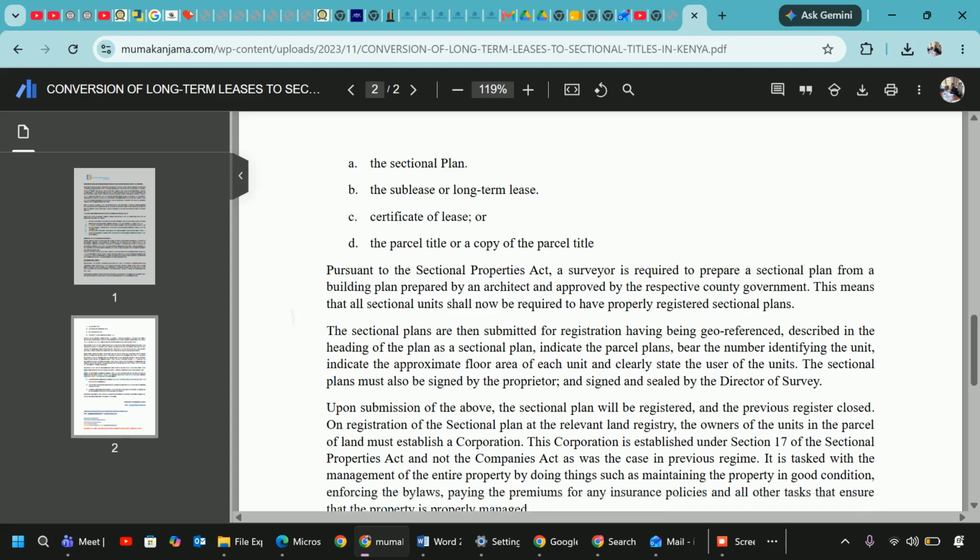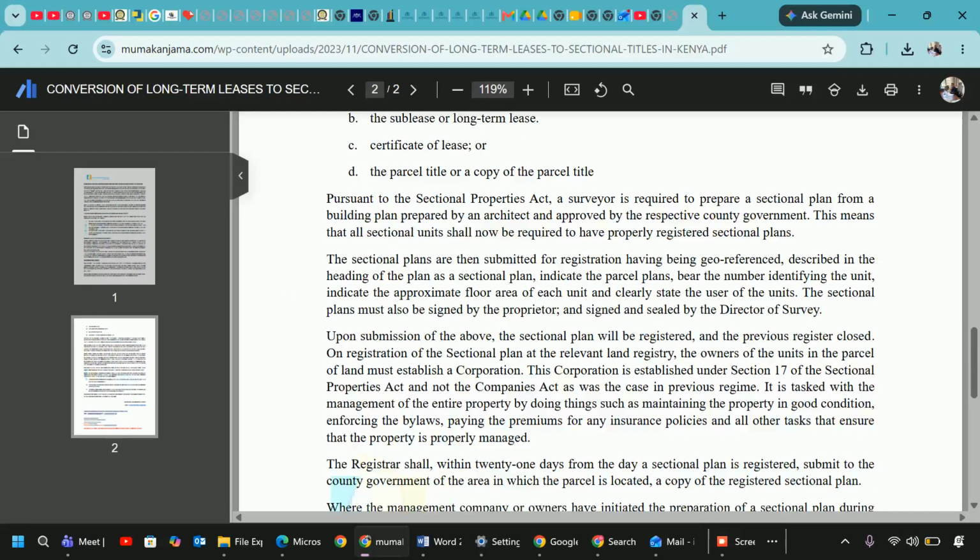Upon submission of the above, the sectional plan will be registered and the previous register will be closed. On registration of the sectional plan at the relevant land registry, the owners of the units in the parcel of land must establish a corporation. The corporation is established under Section 17 of the Sectional Properties Act and not the Companies Act, as was the case in the previous regime. That was another difference. It is tasked with the management of the entire property by doing things such as maintaining the property in good condition, enforcing the bylaws, payment of premiums for any insurance policies, and all other tasks that ensure that the property is being properly managed.